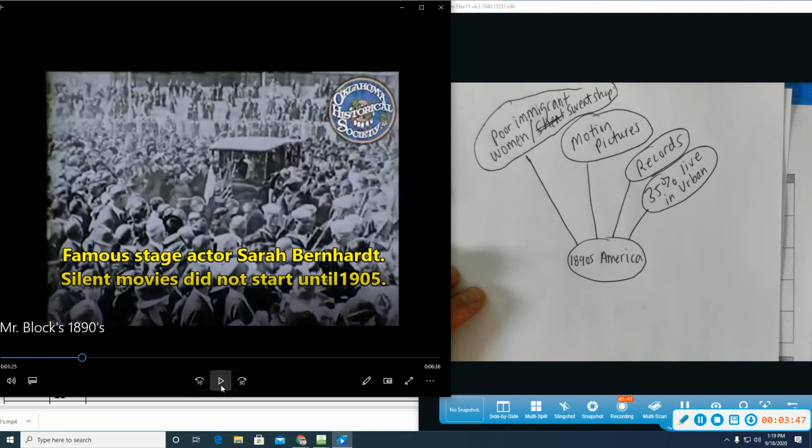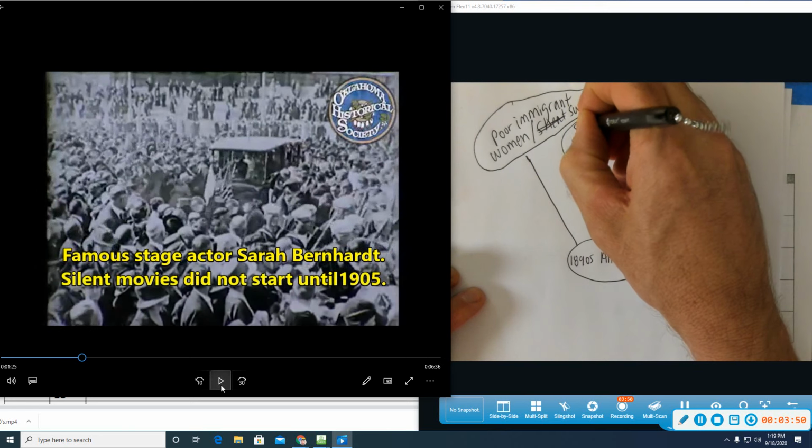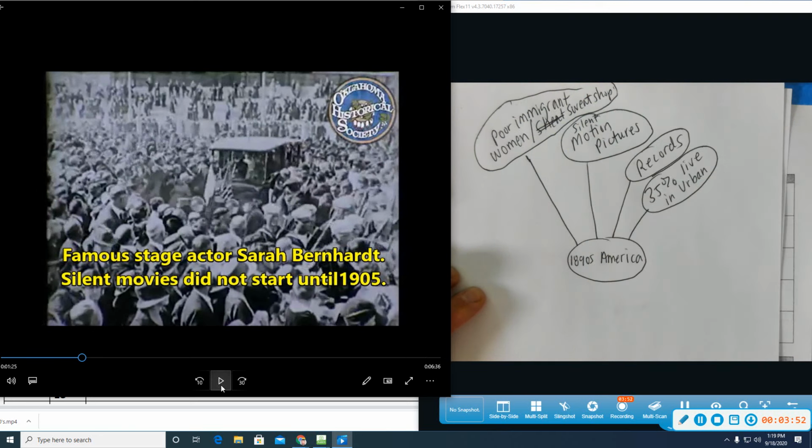Okay, silent movies are going to be made. I'll go put silent here. But the motion picture industry really doesn't start until 1905, and so you have silent movie stars. So how do you know what's going on in the movies? They put subtitles, which are what? Words at the bottom that you read as you watch the movie. And they have live music, pianos and orchestras to put the dramatic music in.